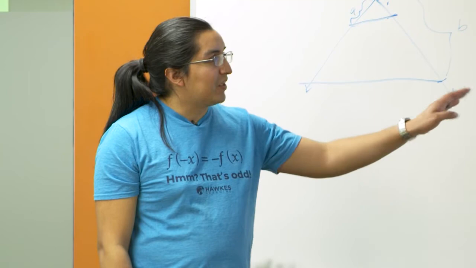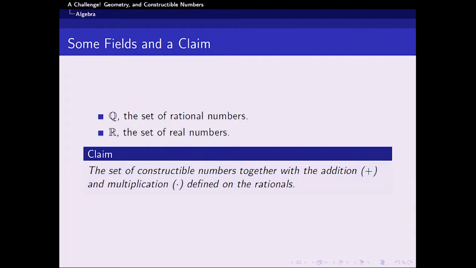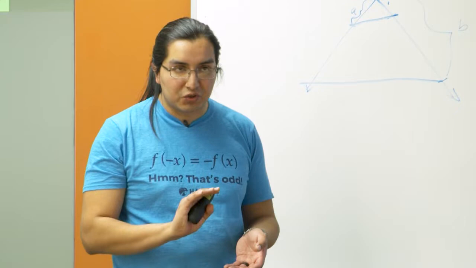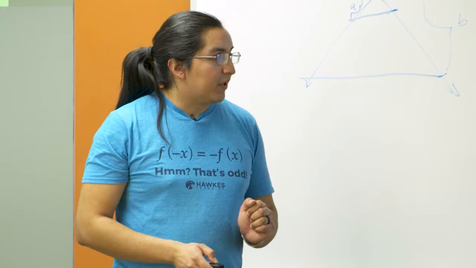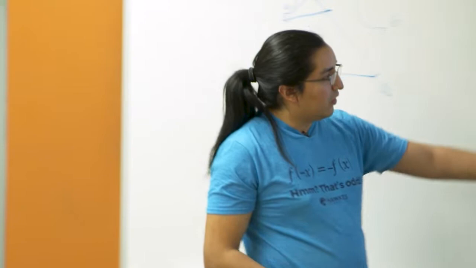I'm going to make some claims, right? So I say that the set of rational numbers together with addition and multiplication form a field. Likewise, I'm going to claim that the set of real numbers together with addition and multiplication form a field. And also that if we knew what all the constructible numbers were, all the constructible lengths, then if we use the same addition and multiplication defined on these two sets, then we can show that this set of constructible numbers with those two operations is a field. And so to do so, we showed that we can construct sums, differences, products, and quotients. So that more or less shows this property.